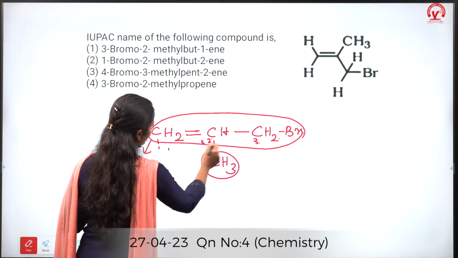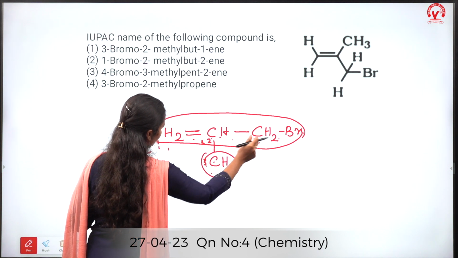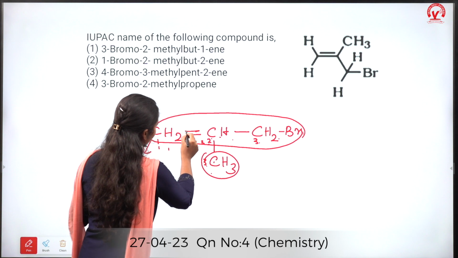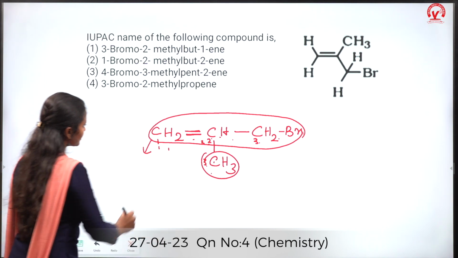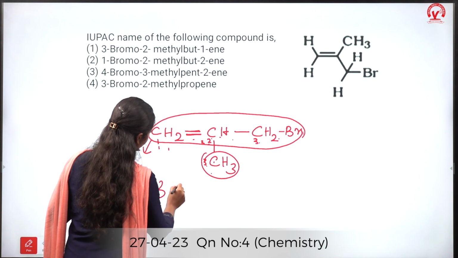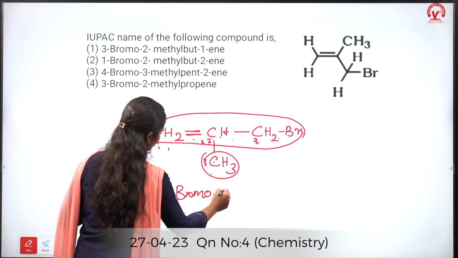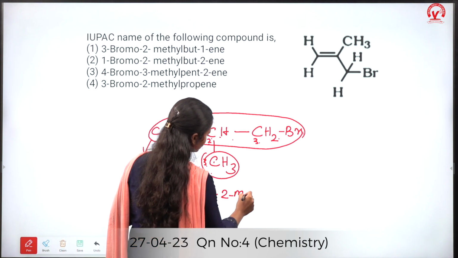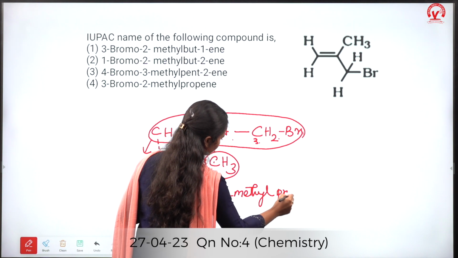So the correct IUPAC name is 3-bromo-2-methylpropene. Counting 1, 2, 3, 4: methane, ethane, propane. Since there is a double bond, we call it propene. Otherwise we can give the name as 3-bromo-2-methylprop-1-ene.